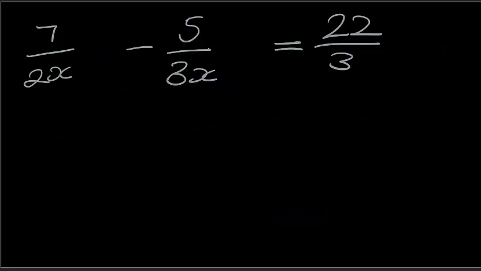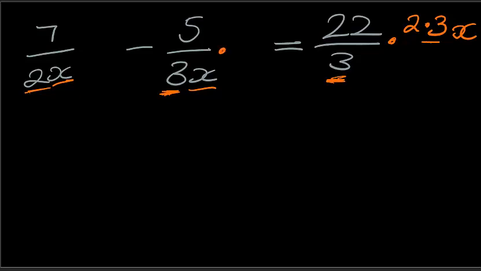7 over 2x minus 5 over 3x is equal to 22 over 3. So let's see. I can see that I've got a 2 and a 3 and a 3. So I'm going to multiply by 2 to the power of 1. That's just the 2. And 3 to the power of 1. Although there are 2 3's, I'm only using one of them. Next up, I see an x and an x, so I'm going to use x to the power of 1.